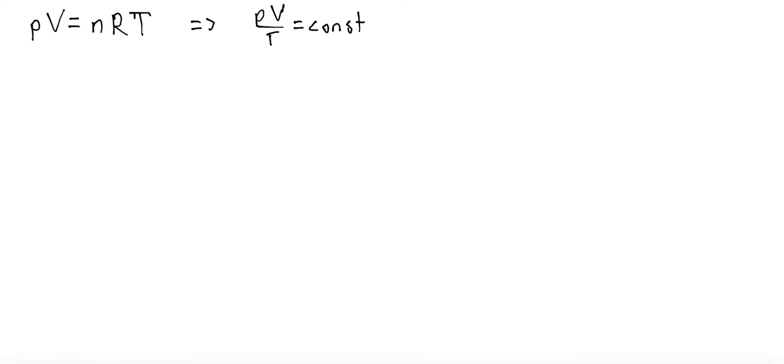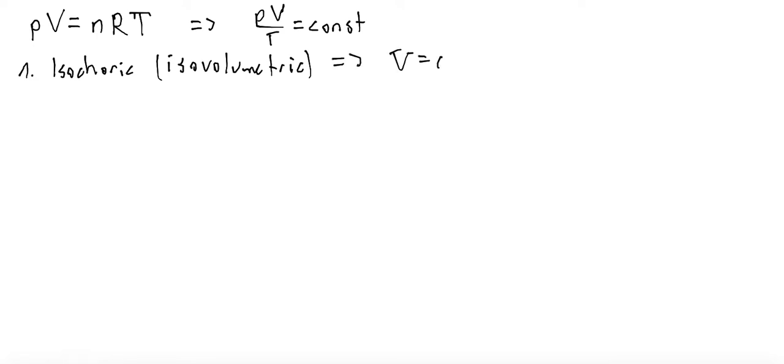Okay? So I'm going to present four changes. First, for constant volume, second for constant pressure, third for constant temperature, and fourth adiabatic, something new to you. Okay, so first, the change of the gas known as isochoric, or in other words isovolumetric, means that the volume of the gas is constant.